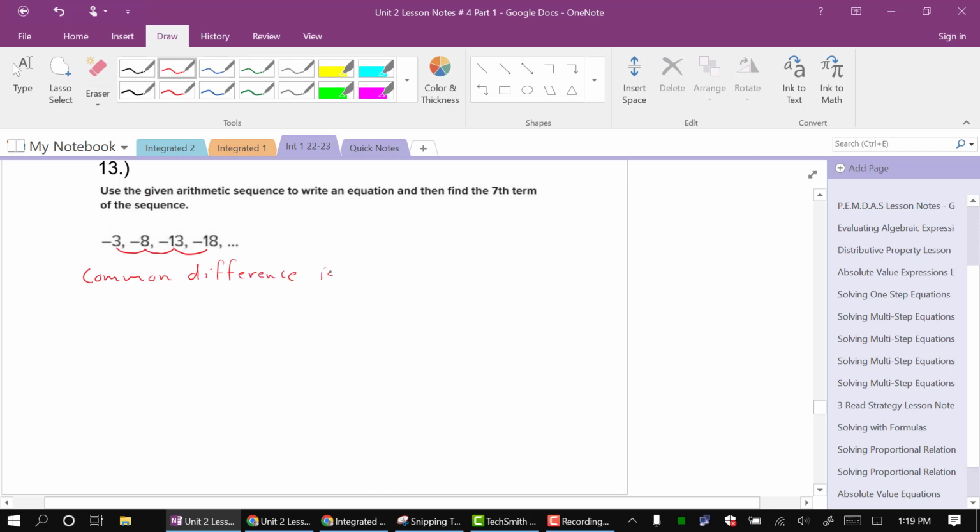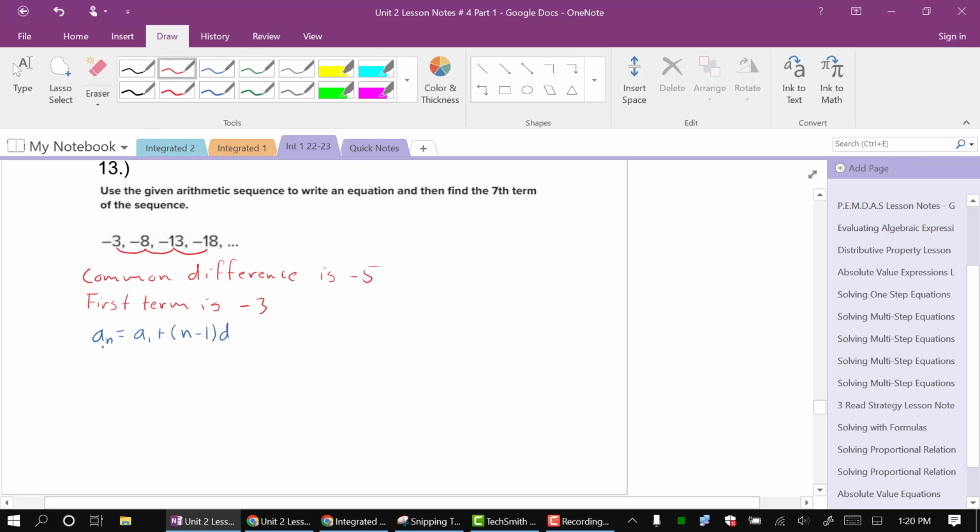And our common difference is -5. From each term, we're subtracting 5 to get to the next term. Our first term is -3. So I have my first term, I have my difference. Now I can plug these into my equation. What's my equation? a_n equals a_1 plus n minus 1 times the difference.